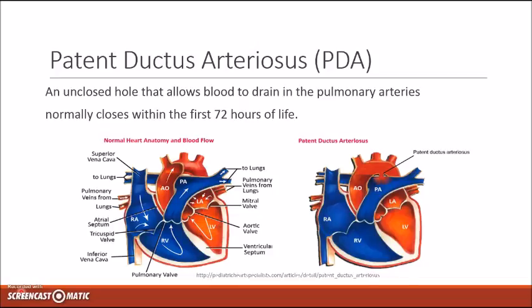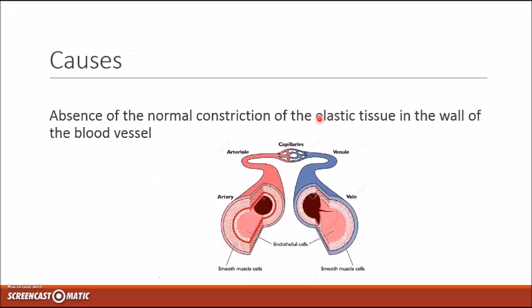It can be simplified down and just remembered as an unclosed hole that allows the blood to drain from the aorta to the pulmonary arteries. Normally, this is a condition found in the fetus heart. However, it should close during the first 72 hours of life. In some cases, this doesn't actually close, and it is caused by the absence of normal constriction of the elastic tissues in the walls of the blood vessels, basically the aorta.